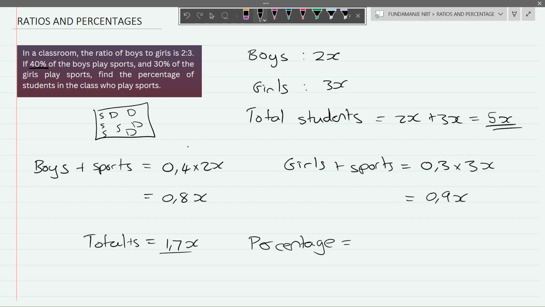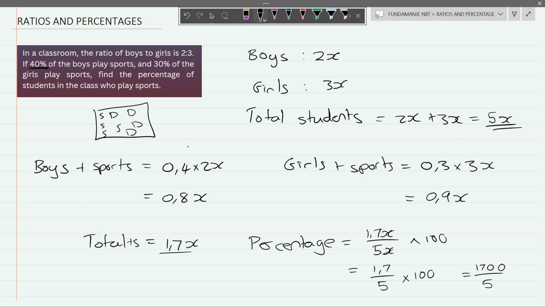So what percentage of the total number of students is this? The percentage will be equal to the students that are playing sports, which is 1.7x, over the total number of students, which is 5x, multiplied by 100. The x and the x cancel, and we're left with 1.7 over 5 multiplied by 100, which turns into 1,700 over 5.